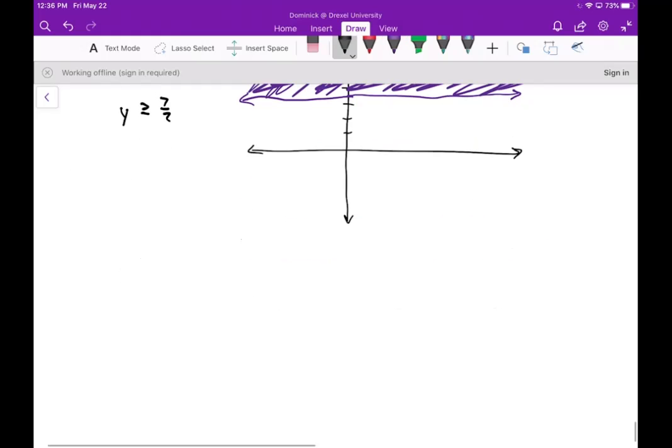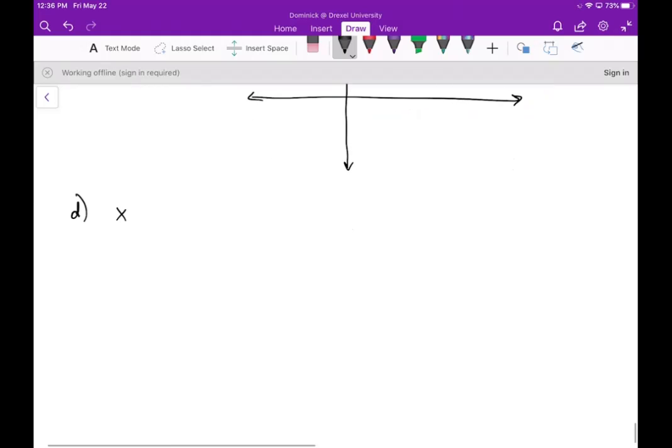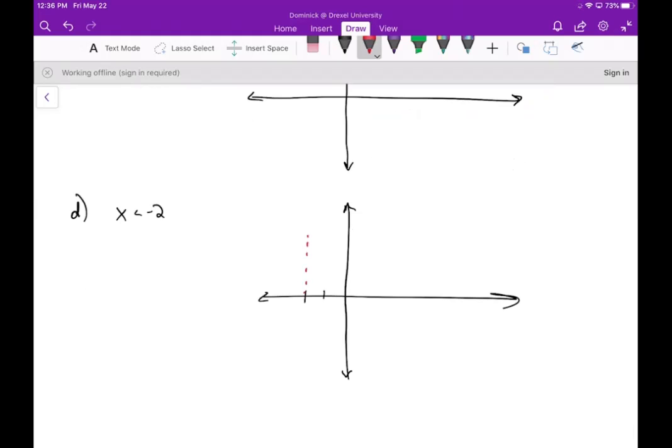Okay. Part D, we have x is less than -2. So again, this is another vertical line. And here we have a dashed vertical line. Now, if we're less than -2, I want to shade this part.